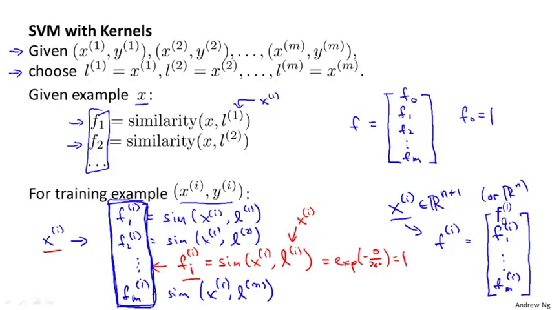And if you want, we'll usually also add this f0, where f0 is equal to 1. And so this vector here gives me my new feature vector with which to represent my training example. So given these kernels and similarity functions, here's how we use a support vector machine.